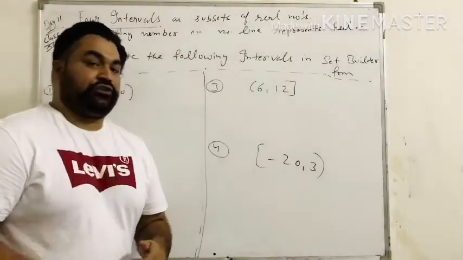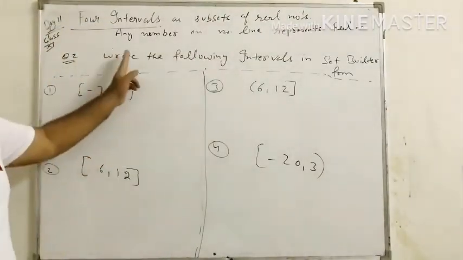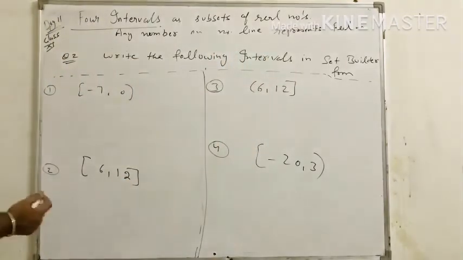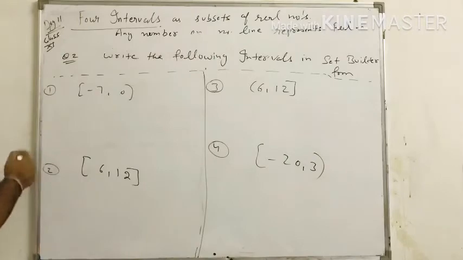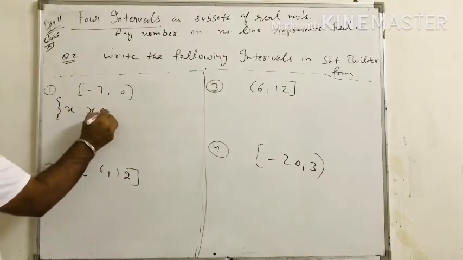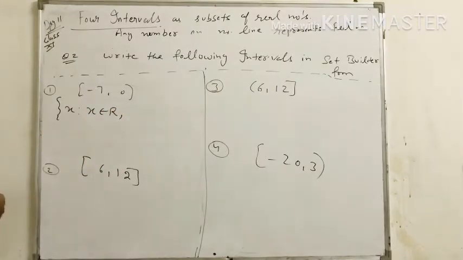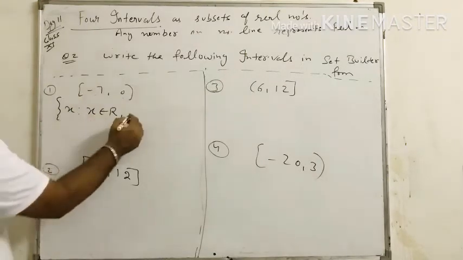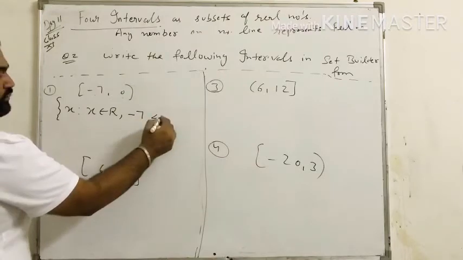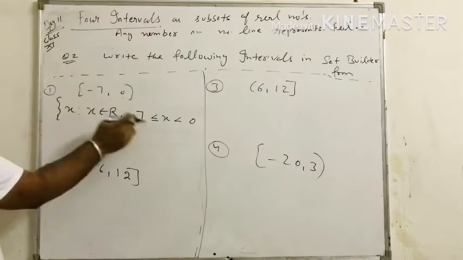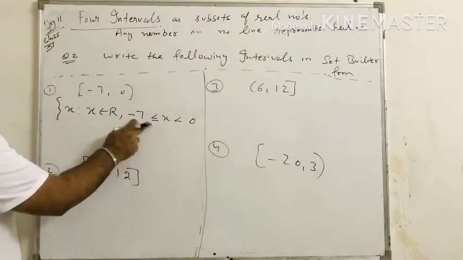Now shift to the second question related to intervals. Write the following intervals in set builder form. So we have to write these intervals in set builder form. So first of all, curly braces, x such that x belongs to R. Now this is a semi-closed interval. Semi-closed means this is included, this is excluded, so minus 7 less than or equal to x less than 0. This is included, so we use x greater than or equal to.